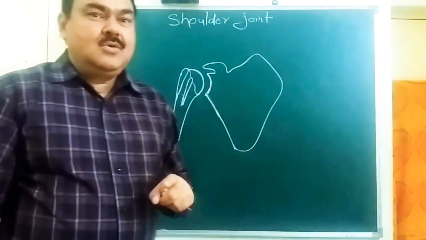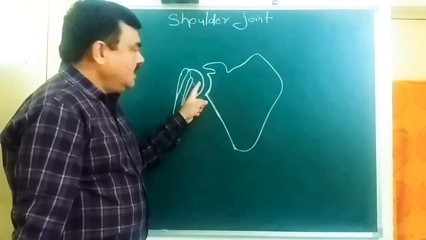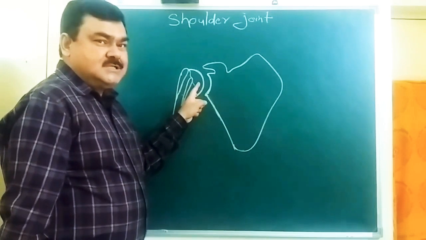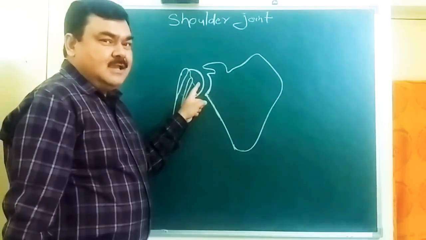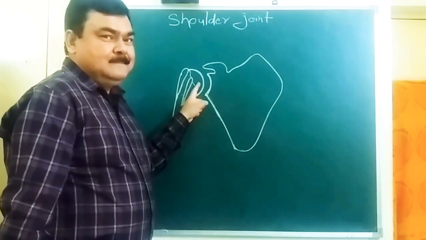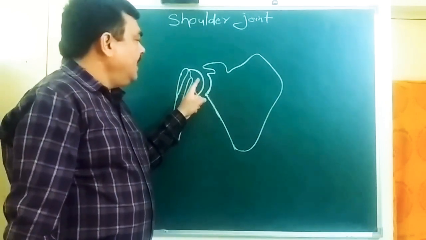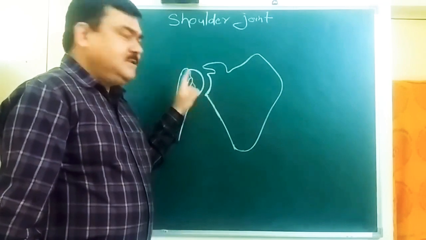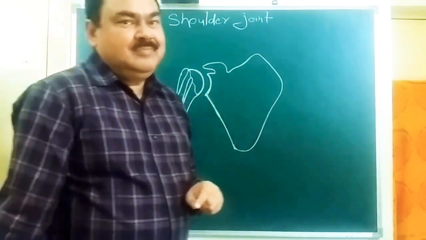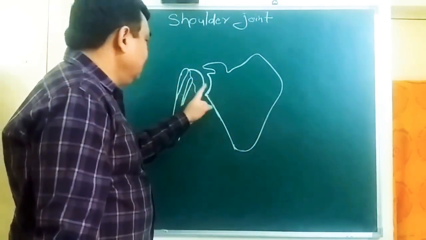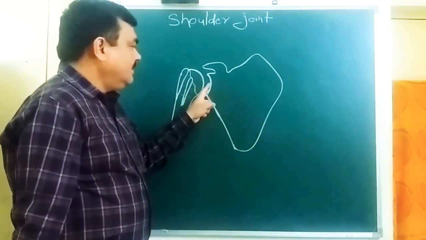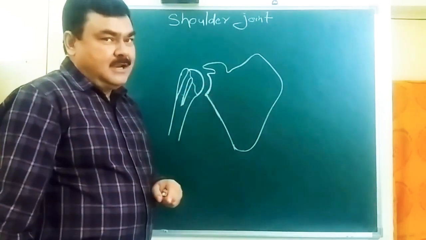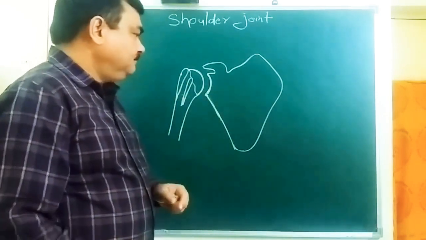This is the reason why this joint is structurally very weak and functionally it is highly mobile. It provides high mobility and it is structurally weak. So these are the two articular surfaces, medially glenoid cavity and laterally head of humerus.